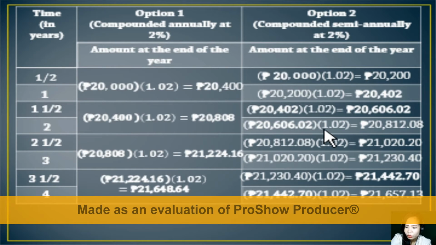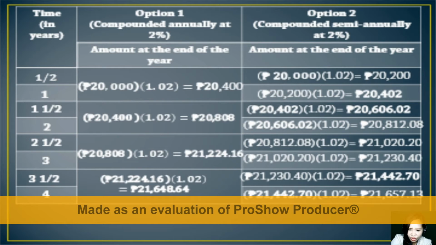From that, you will multiply it by 1.02. At the end of 2 years, the earning is now 20,812 pesos and 8 centavos. So if you compare it to option 1, you can see that the earning in option 2 is more than the earning in option 1.